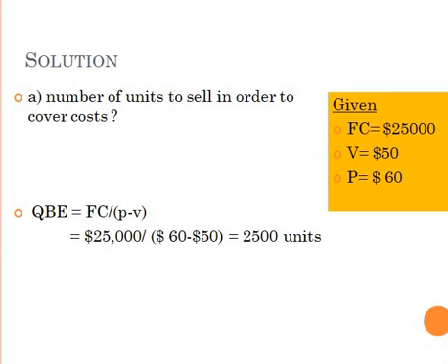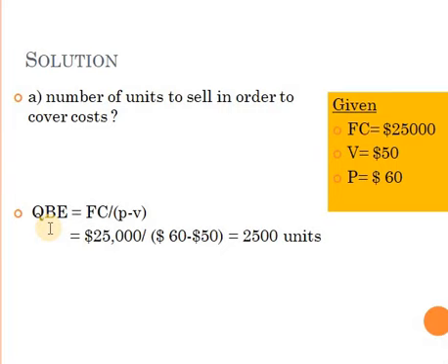By revising the given, I have the fixed cost of $25,000, variable cost of $50, and the selling price of $60. I need to calculate the number of units to sell in order to cover costs. So this is another meaning for the quantity at break-even. I'm asking to get the quantity at break-even, not the break-even in dollars, because I'm asking for the number of units to be sold to cover my costs.